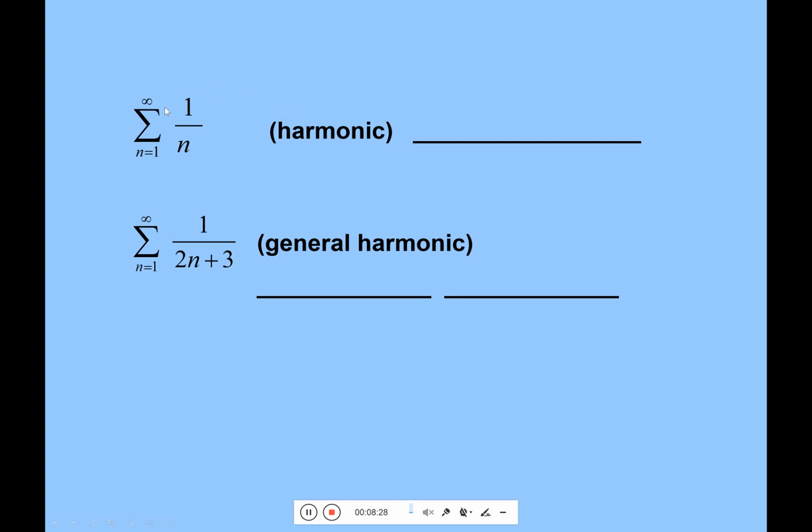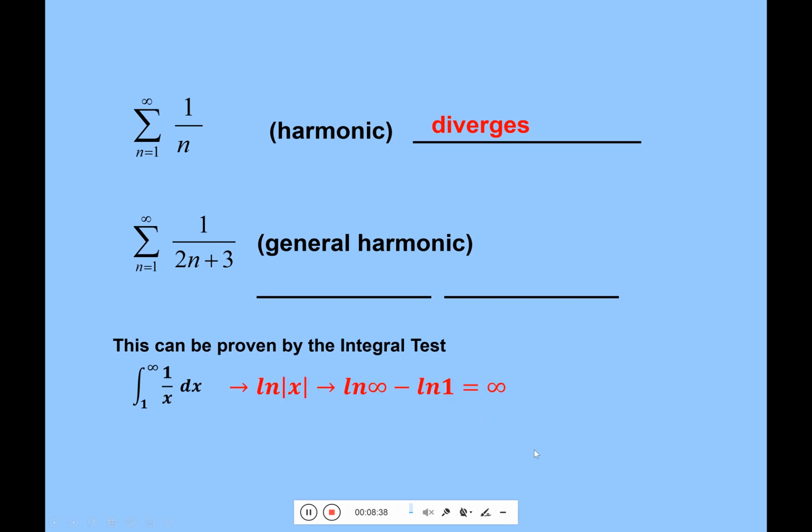So like I said, the sum of 1 over n, the harmonic series, diverges. And if we want, we could prove that by the integral test, right? If you integrate 1 over x, doesn't that equal natural log of x? And then if you plug in your infinity and your 1, that's going to come out to equal infinity. So we've proven this 1 over n by the integral test. You could have used the integral test on this, but you didn't have to, because now we know the p-series, right? And this is like a 1 over n to the 1st.